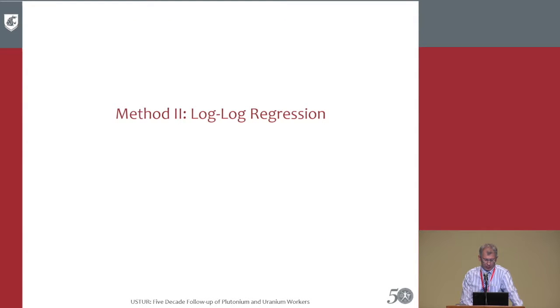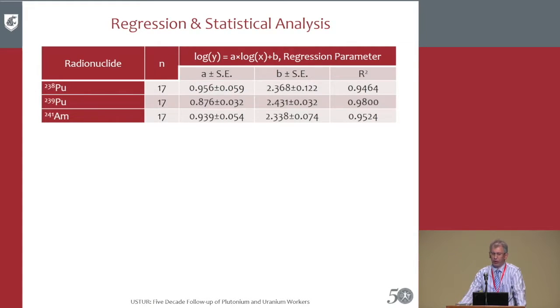The second step was to do some regression analysis, and since the data were not normal, we had to go through a log transformation. I notice it's exactly the same approach I took as a first step. For all three radionuclides, with 17 data points, I derived regression lines. You can see those regression coefficients in the table, excellent correlation, which is not surprising.